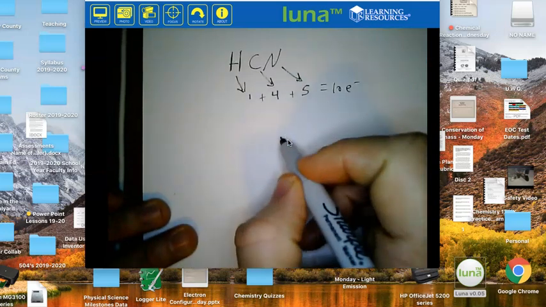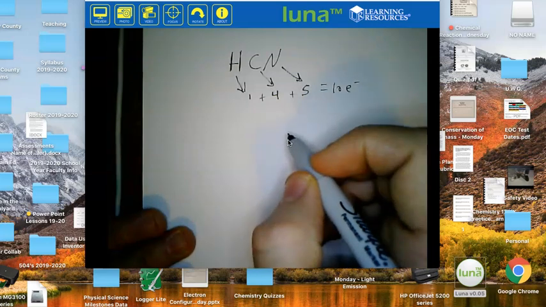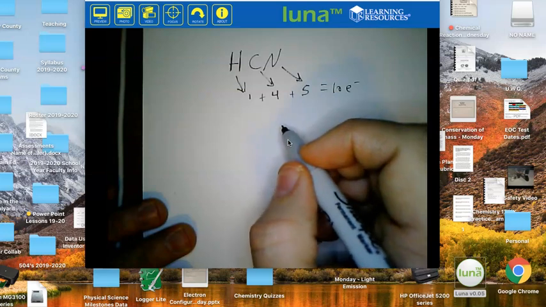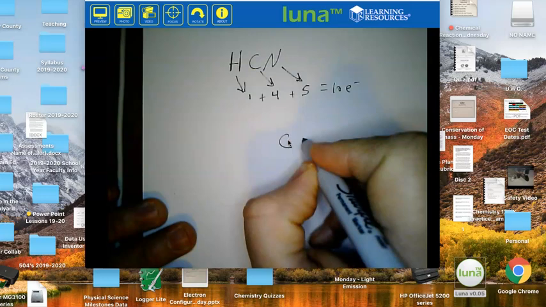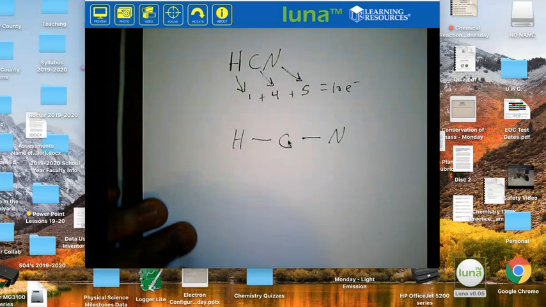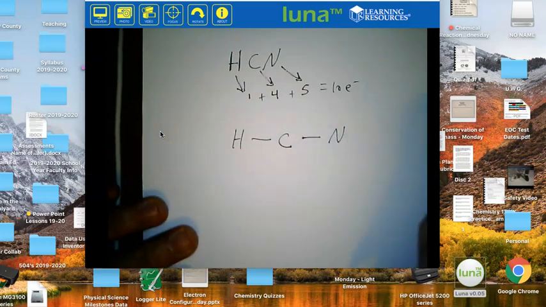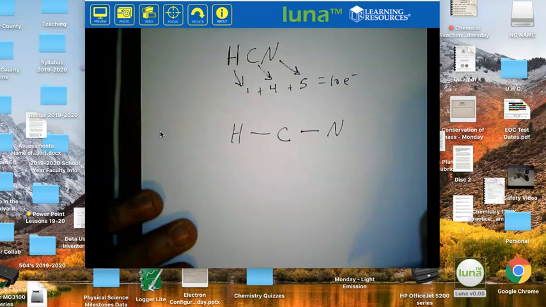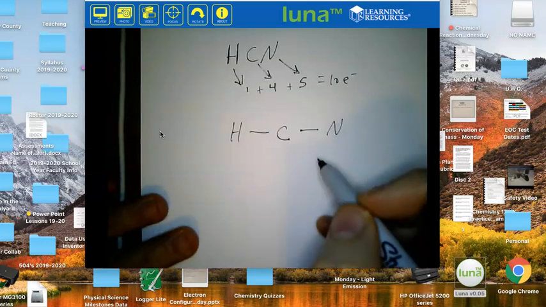All right, so how do I situate this? My least electronegative element is carbon. Carbon is to the left of nitrogen, and so carbon's going to be my central atom. So I'm going to make my little skeleton here. I have hydrogen as a terminal atom, which is usually the case. Actually, it's always the case. Carbon's in the center, and then I have nitrogen. Now I need to assign electrons here, and then see how many bonds I really need.